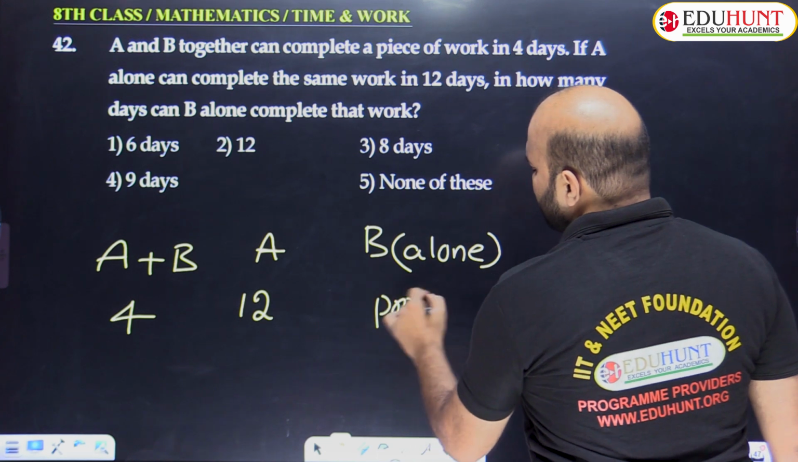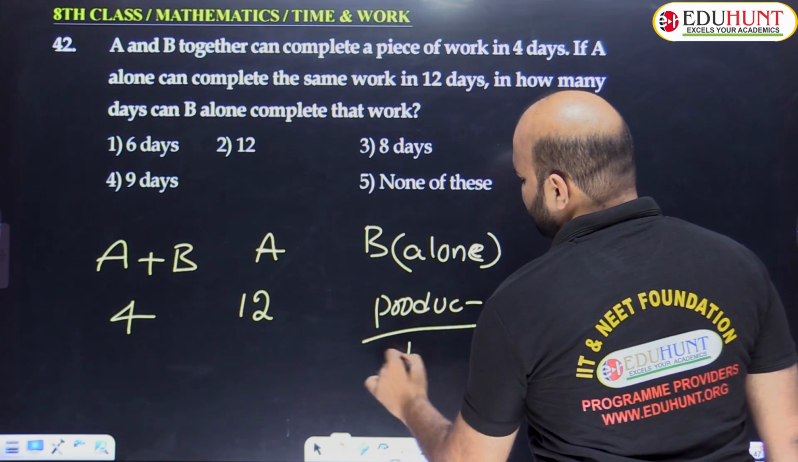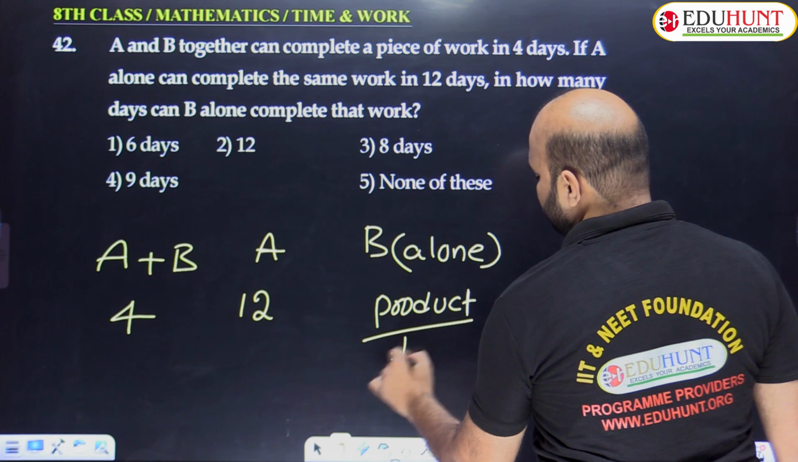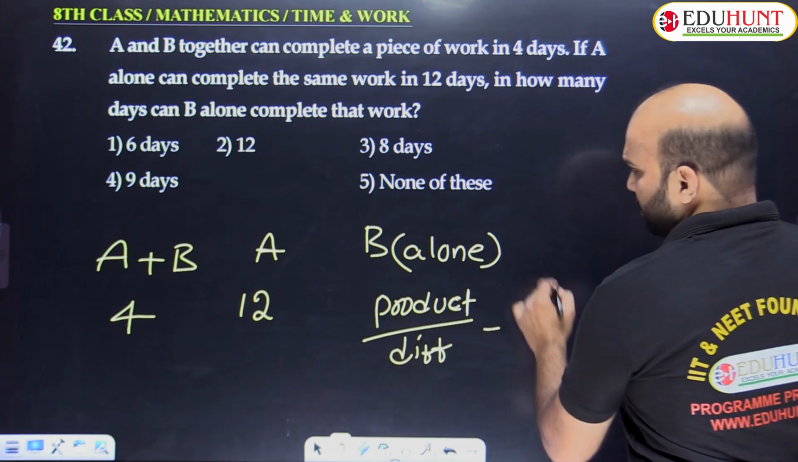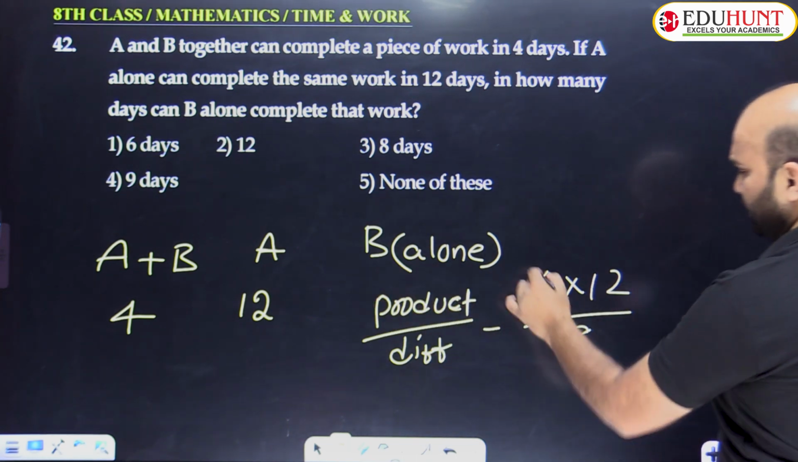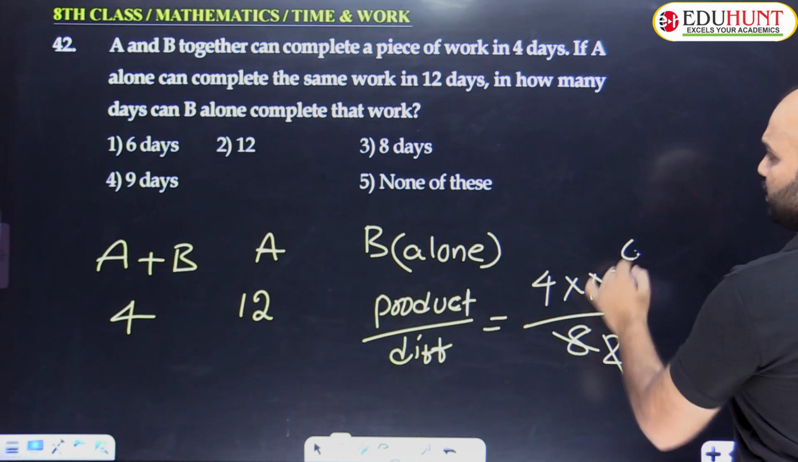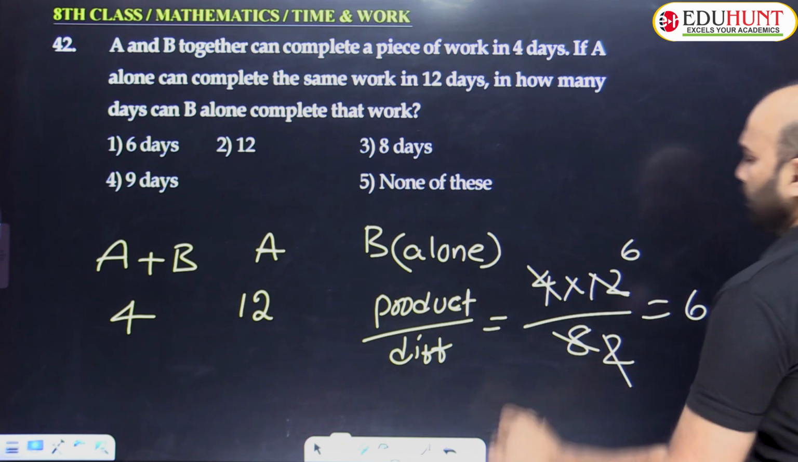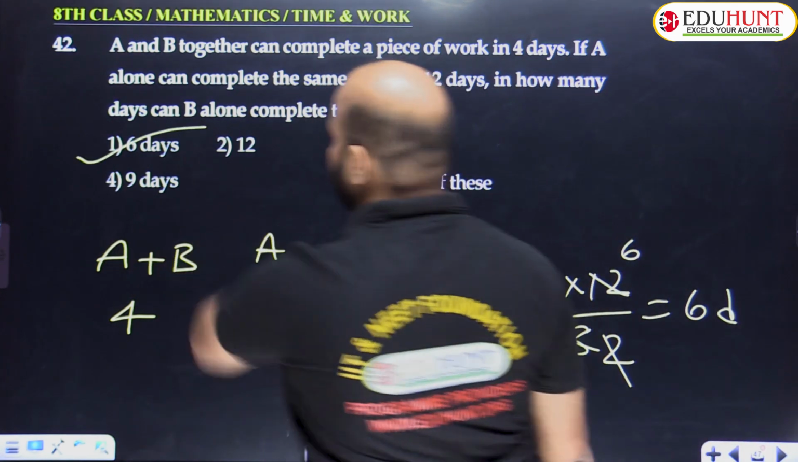This is the question. Alone means what? What is the formula? Product by difference. This is the formula. So product is nothing but 4 into 12, difference is 8. 4 and 12, difference 8. 4 ones are 4, 2 sixes are 12, so the answer is 6 days. So B alone can do it in how many days? 6 days. Option 1 is the right answer.